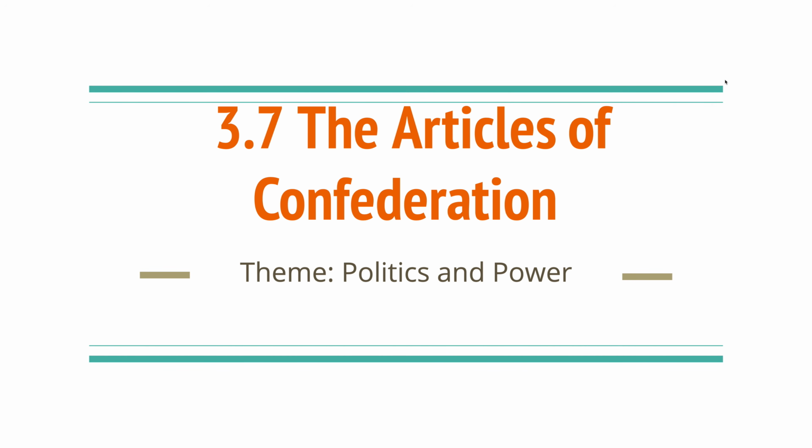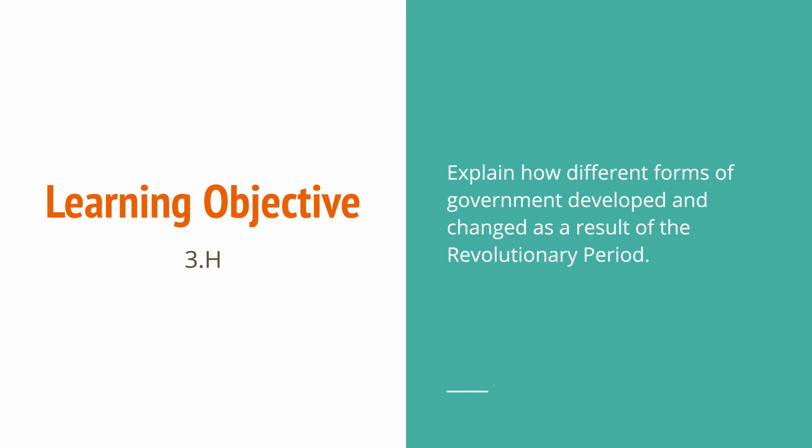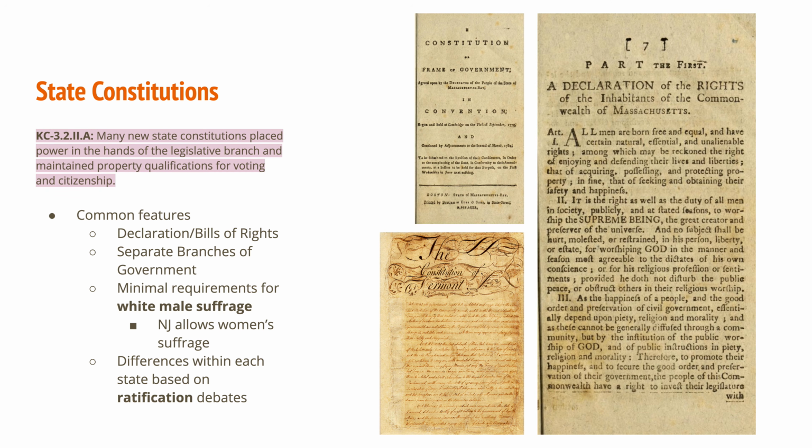All right, welcome back to lecture number 18. We're talking about the Articles of Confederation. This is topic 3.7. The main theme that we're looking at here is politics and power. So our learning objective for today is to explain how different forms of governments developed and changed as a result of the revolutionary period. And we're going to begin with the state constitution.